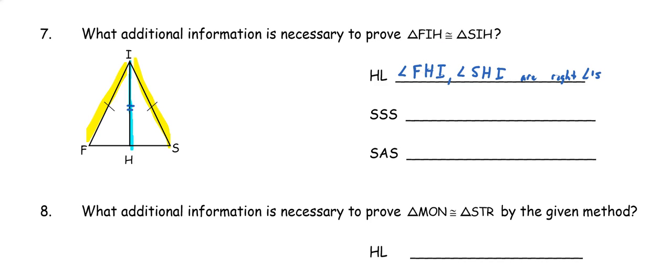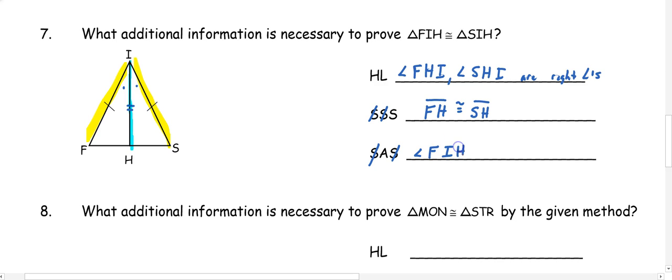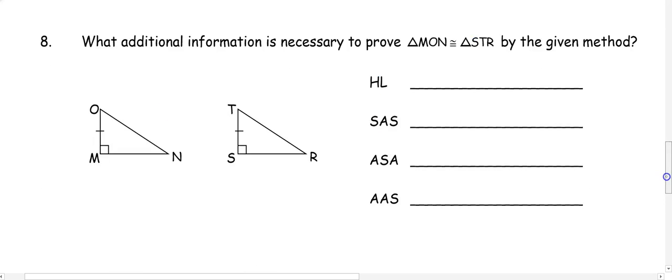If I need side, side, side, I need to know a third set of sides. So the third set of side would be, because I already have two sets of sides, FH is congruent to SH. If I'm using side, angle, side, I already have the two sides. I need the angle that's between those sides. So I need these angles that are up at the top. I would need to know that those are congruent. So I need to know that angle FIH is congruent to angle SIH. Remember, I have to name them with 3 letters because there's multiple angles at that I point.